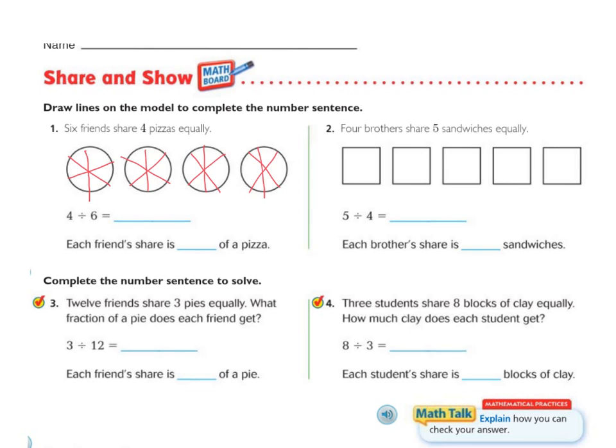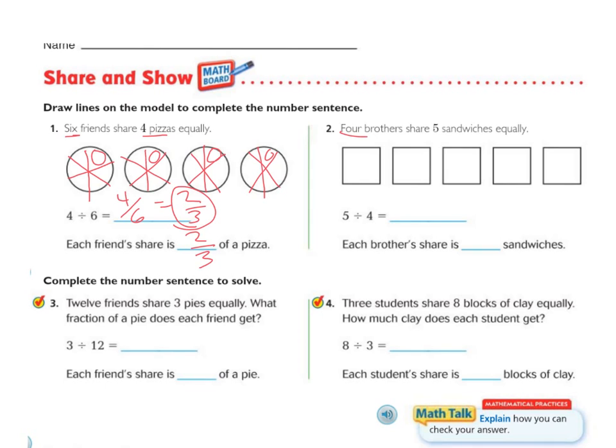Sorry about that. So if I have 6 friends sharing 4 pizzas equally, then each friend is going to get 4/6, because I'm going to have 1/6, 2/6, 3/6, and 4/6. 4/6 can be reduced because 2 goes into 4 two times, and 2 goes into 6 three times. So each friend is going to share 2/3 of a pizza.